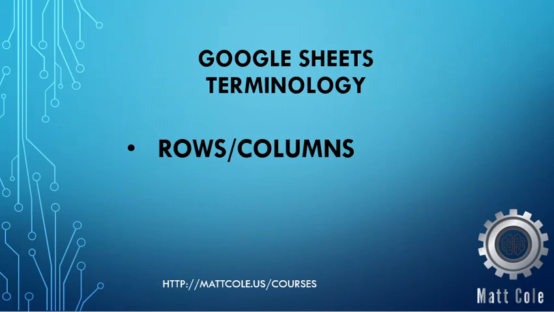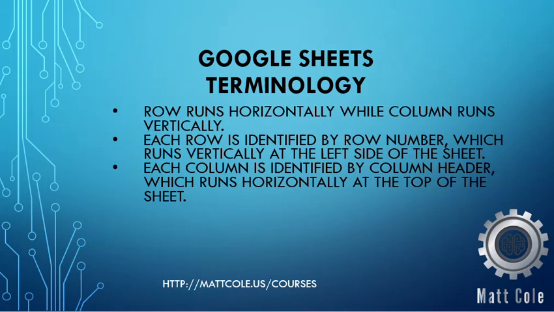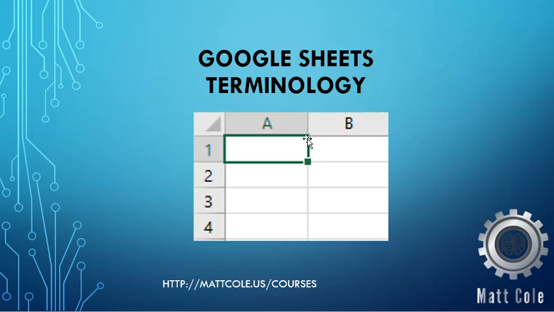The rows and the columns of each of the Google Sheets or any spreadsheet applications are generally the same. By definition, the rows are horizontal and the columns run vertical. Each one is identified by a row number, and each one is also identified by a column. And the way this looks, if you look here, here are the columns.